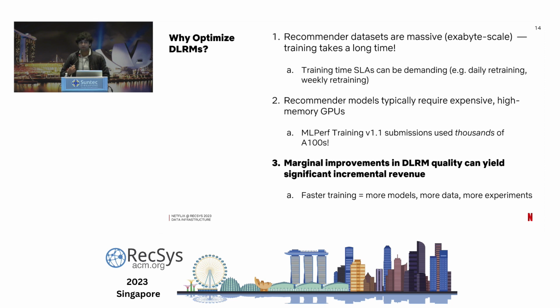Another aspect here comes down to the commercial value of DLRMs. Even marginal improvements to DLRM quality can potentially yield significant incremental revenue for businesses. As a result, we're strongly motivated to explore multiple model configurations, train on as many datasets as possible, train different models, larger models. So to ensure maximum experimentation velocity, we again need to ensure that our DLRM training pipelines are as optimized as possible. All three of these factors together turn out to be strong motivators for us to invest heavily in training optimizations.